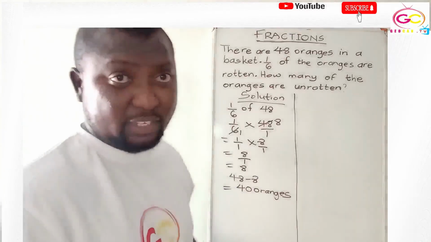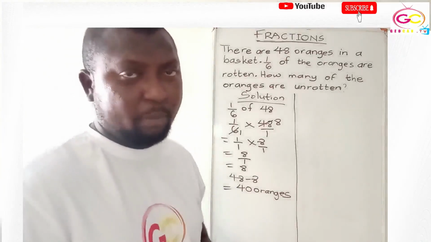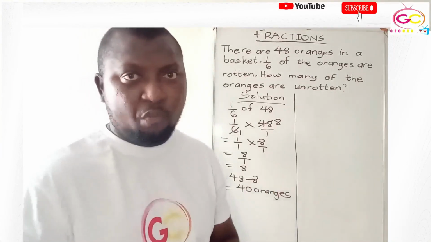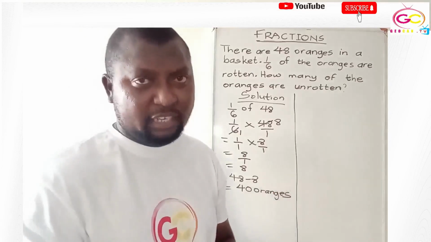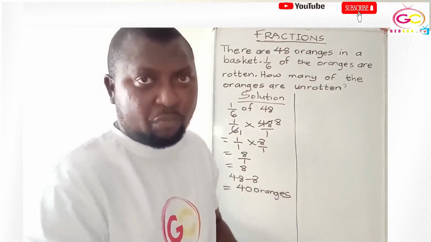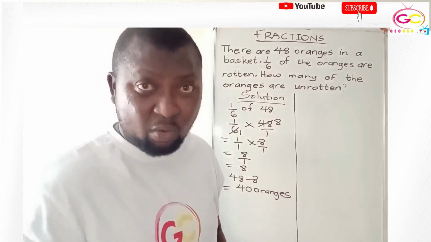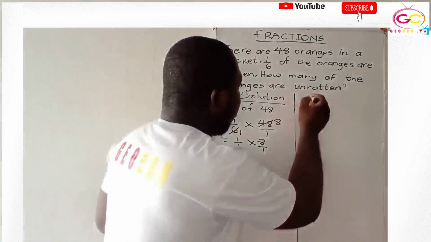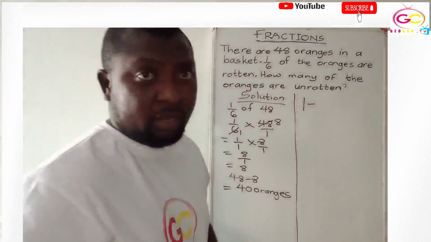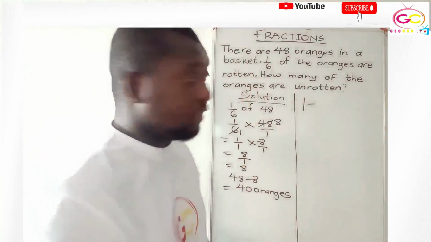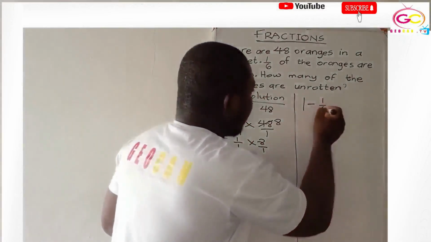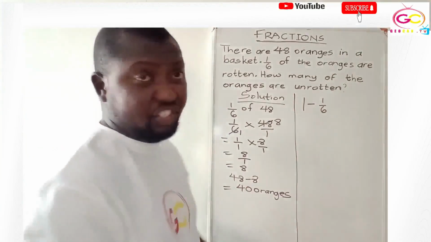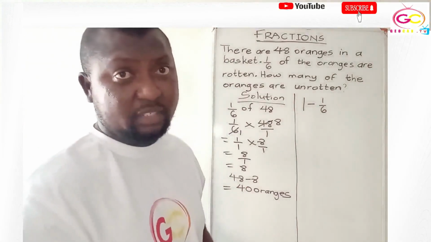So let's tackle it. Now, look at what I'm going to do. In our previous lesson, remember I always said a fraction is part of a whole, when we used an orange as a demonstration. So a part of a whole. The whole is what? It's 1. So that is represented as one whole number, right? So 1 minus the fraction of rotten oranges, which is 1 over 6. When we are able to do this, we'll get the fraction of oranges which are unrotten.